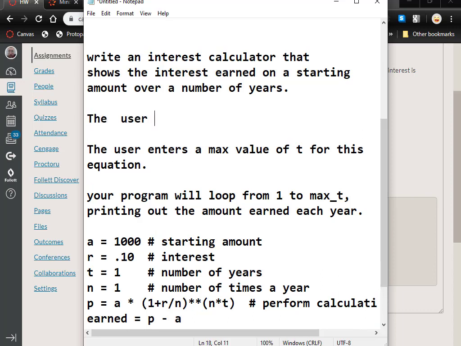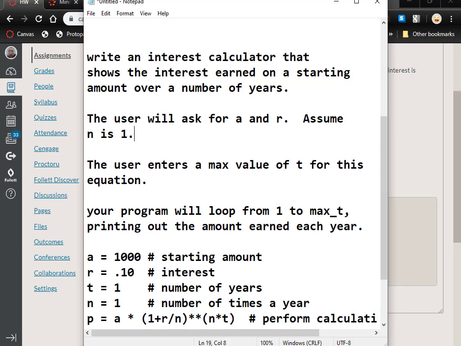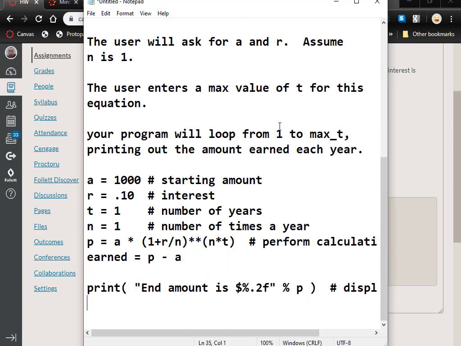So the program will ask for A, the starting amount, R, the interest rate, and N. Let's just assume N is 1. We're going to calculate 1 time a year. And then the user enters the max value of T for this equation. Your program will loop from 1 to max T, printing out the amount earned each year.